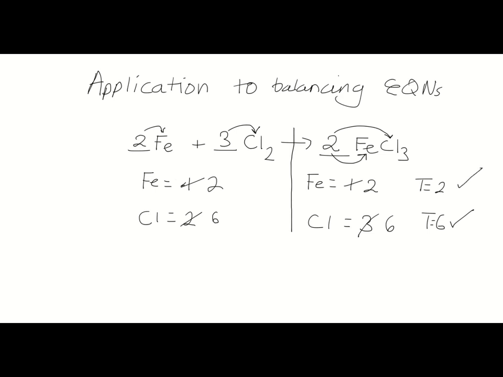So let's summarize. We have now got 2 irons this side and 2 irons this side. 2 times the 1, both are 2, correct. We've now got 3 times the 2, which gives us 6 chlorines this side, and we've got 2 times the 3, which gives us 6 chlorines this side. We've reached the target. This is now a balanced equation.